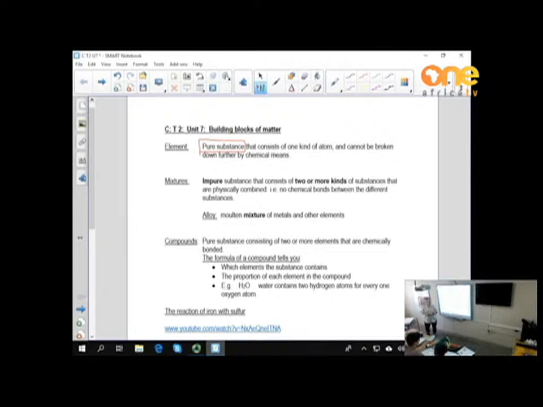All right. So elements then are pure substances that consist of one kind of atom. Remember, the atoms that we have are found on the periodic table. All right. You'll always be given a periodic table. You must just sort of know how to use it. So, one kind of atom, and it cannot be broken down further by chemical means. Technically speaking, we can break an atom down, all right? But then we go to subatomic particles.